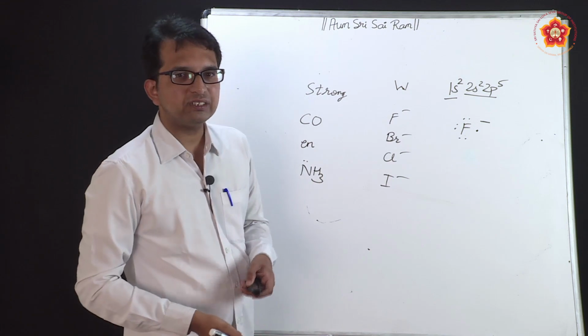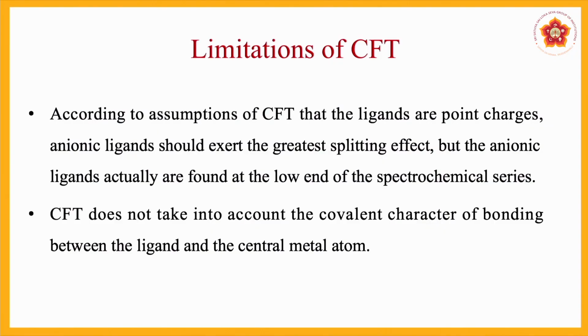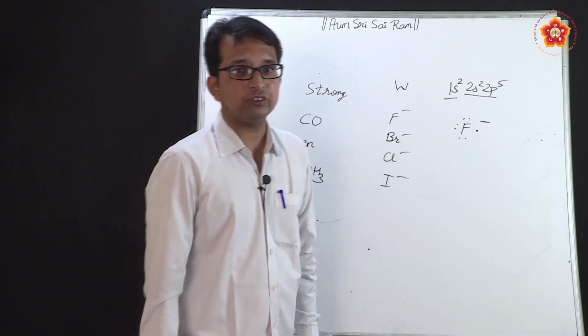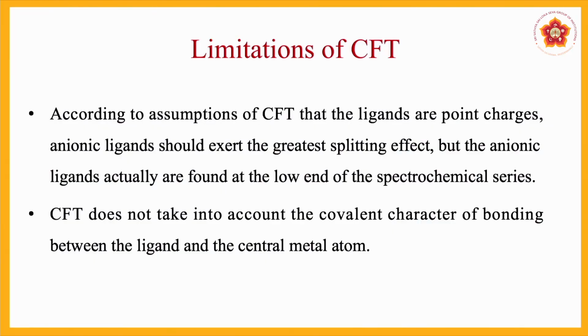So let us see some of the limitations that are proposed here in this crystal field theory. According to the assumptions of CFT, the ligands are point charges. This was the first assumption that we had taken in the CFT postulate. Anionic ligands should exert the greatest splitting effect, which I already explained, since they are negative systems, they should have been in excess of electrons and they should have given more splitting, but that is not happening. So let us continue the point there. The anionic ligands should exert the greatest splitting effect, but they are actually found at the low end of the spectrochemical series. So why are they weak ligands? Theoretically we could not explain.